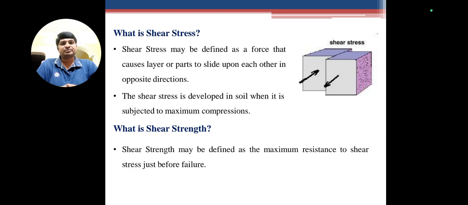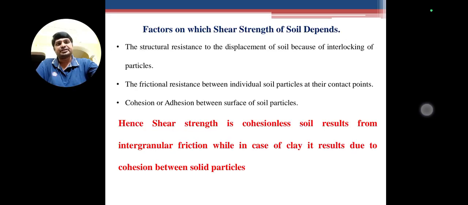By this knowledge, what is shear strength? Shear strength may be defined as the maximum resistance offered by the soil to shear stress just before failure. Then what factors does it depend on? The structural resistance to displacement of the soil because of interlocking of the particles, and the frictional resistance between individual soil particles at their contact points. Cohesion or adhesion between the surfaces of the soil particles also depends on the shear strength.